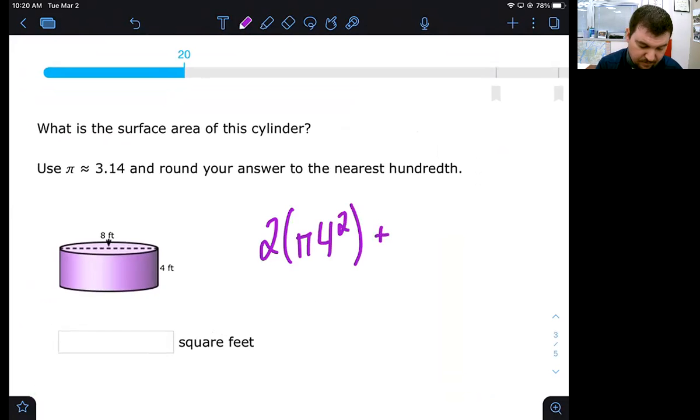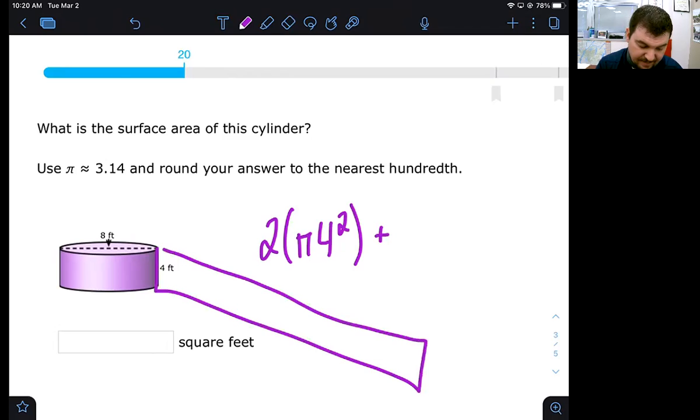And then I've got my rectangle side. All right, if I unroll that rectangle, it's going to look kind of like that. It's going to be 4 tall. And then the length of that rectangle is the circumference. And circumference is pi times diameter, or just pi times 8. So circumference is how long that rectangle is. And then it's 4 tall. So my length is 8 pi. My width is 4.